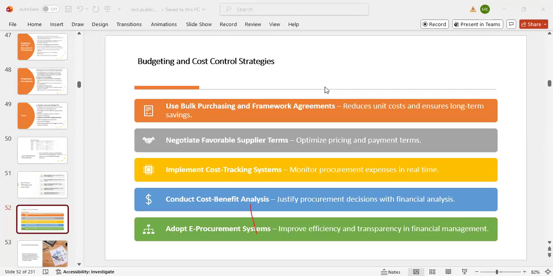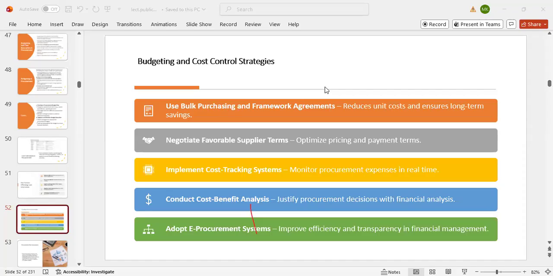Know that a framework agreement is for long-term contracts. Another strategy is to negotiate favorable supplier terms. Very important. Optimizing prices and payment terms will help you. It's also a very nice area I can ask questions on.